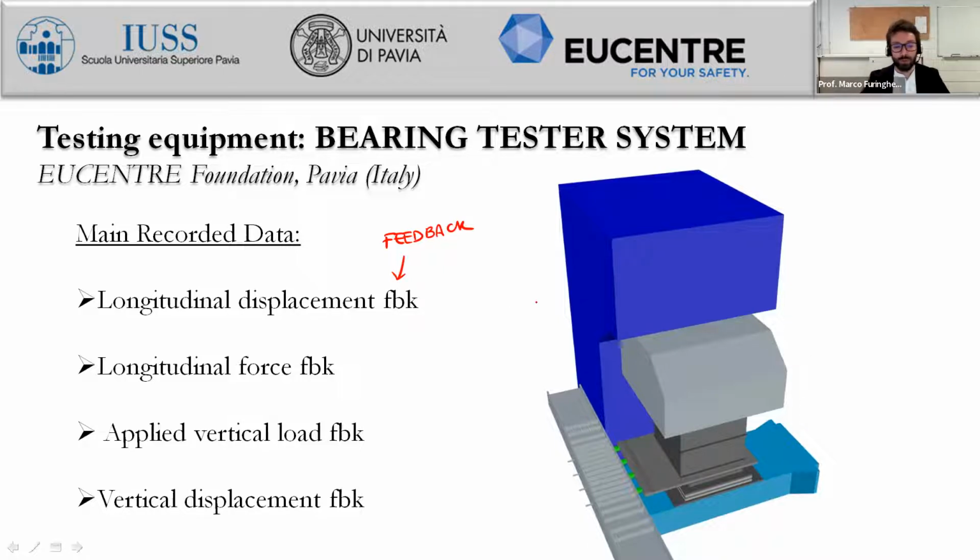The longitudinal force feedback, so the force which is applied to this sliding bench in order to apply those displacements. The applied vertical load, this is the reaction arch, which provides the vertical load, and the vertical displacement feedback. And obviously below there are other hydraulic jacks, which provide the application of vertical load and also the vertical movement.